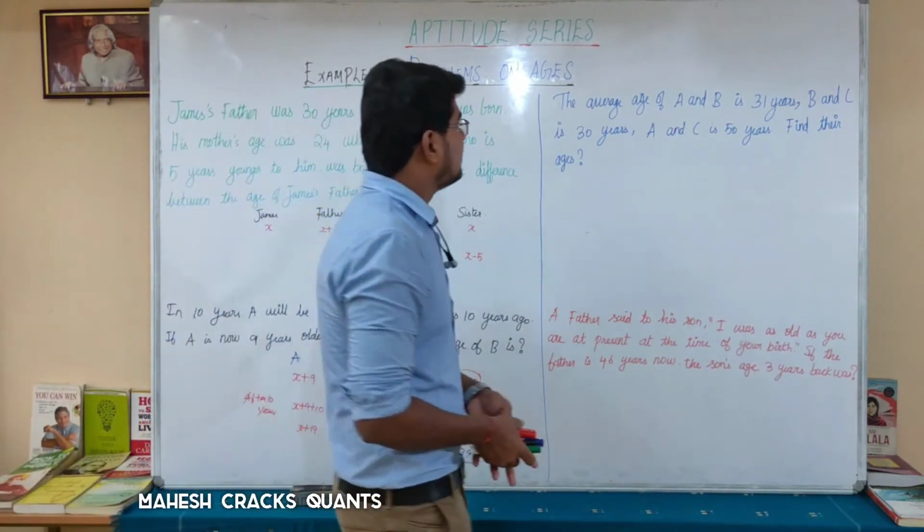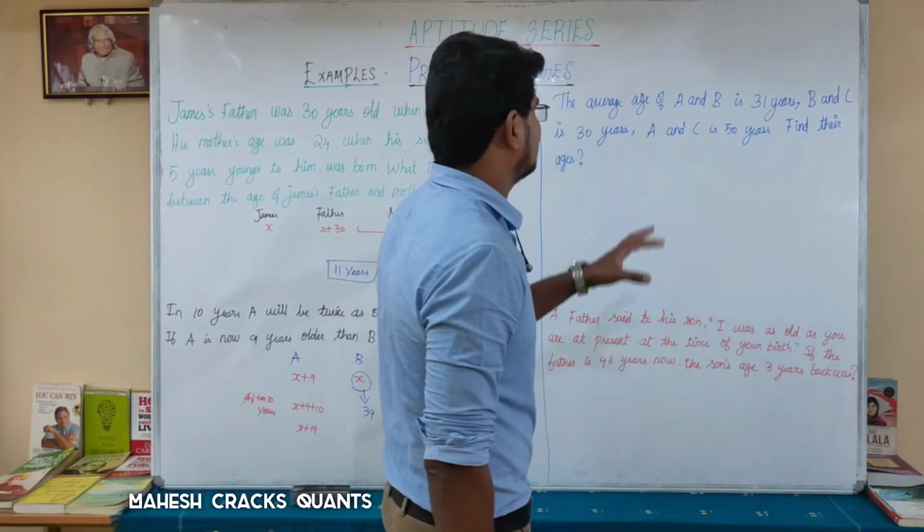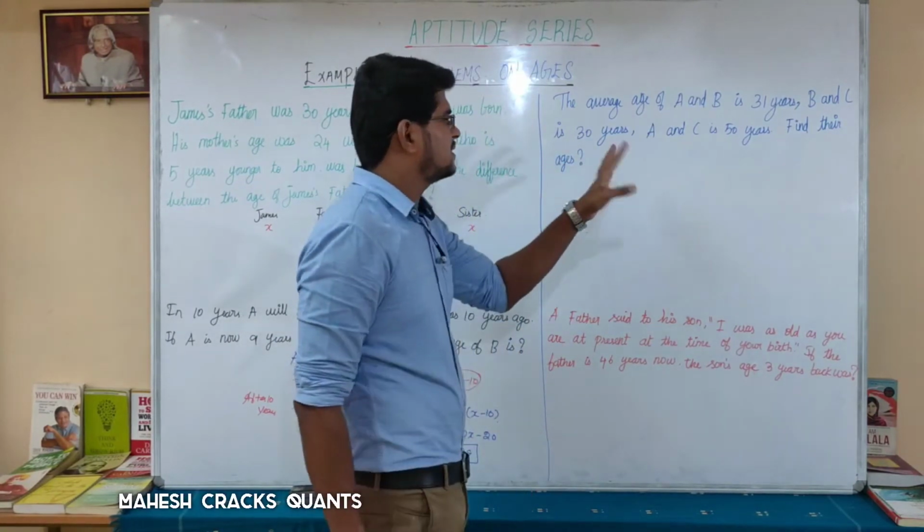Next question is, the average age of A and B is 31 years. B and C is 30 years. A and C is 50 years.